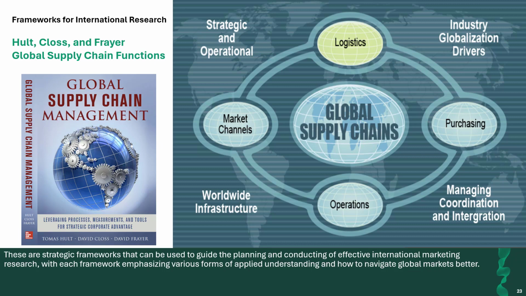Second, purchasing or sourcing focuses on procuring raw materials, components, and services globally. The emphasis is on cost efficiency and supply reliability, which are critical for maintaining competitive advantage and ensuring the quality and availability of inputs needed for production. And then third, operations or operations management oversee production and manufacturing processes in different countries. The goal is to optimize efficiency and quality, ensuring that products meet the required standards and are produced cost efficiently to provide value at the end of the value chain.